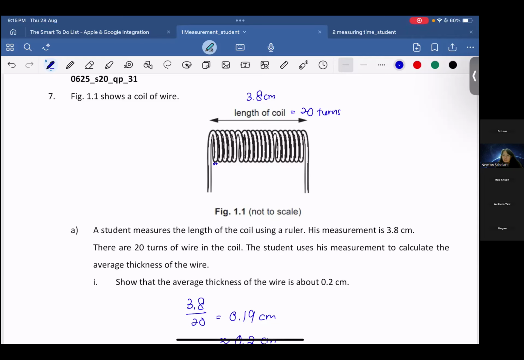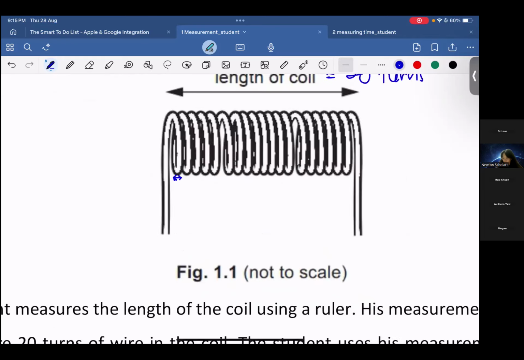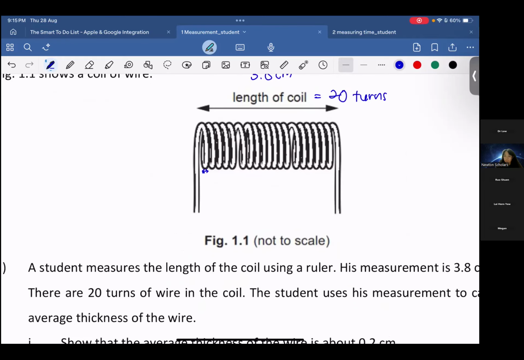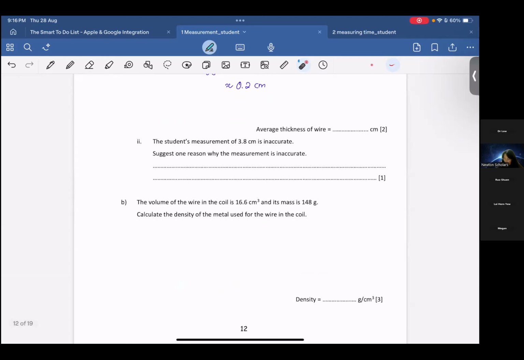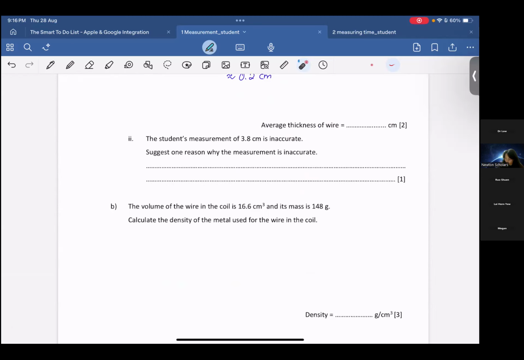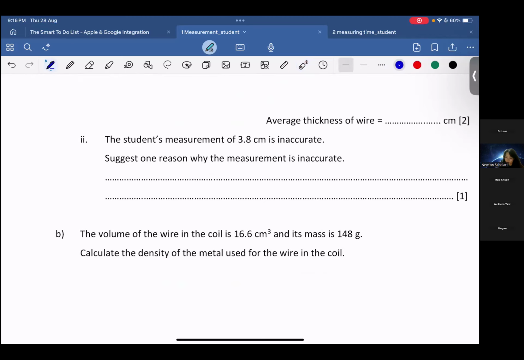Yes, Licia's idea is correct. There is a gap. If you look here, yes Megan, there is a space. Can you see that this part, the space is larger? There is some gap here. This part will cause your reading to be inaccurate. So suggest one reason why 3.8 may be inaccurate.